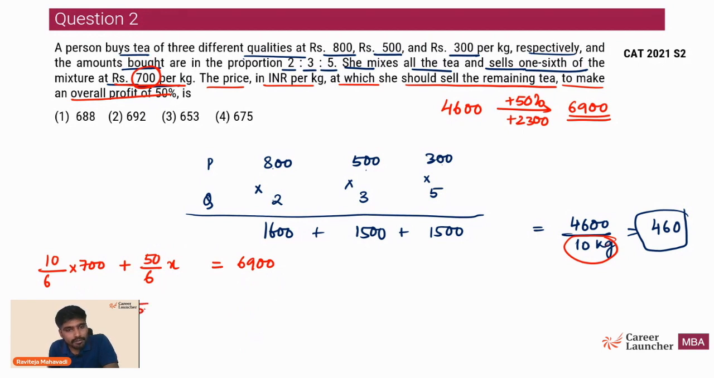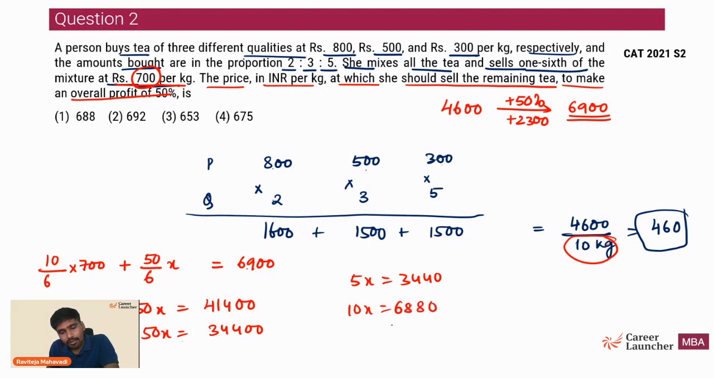7,000 plus 50x is equal to 69 into 6. 69 into 6 is 414, so 41,400. So 50x is 34,400. If 50x is 34,400, 5x is 3,440. 10x is 6,880. X must be equal to 688. So she would have sold the remaining tea at 688 per kg.